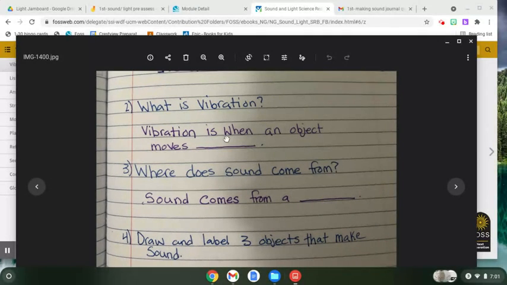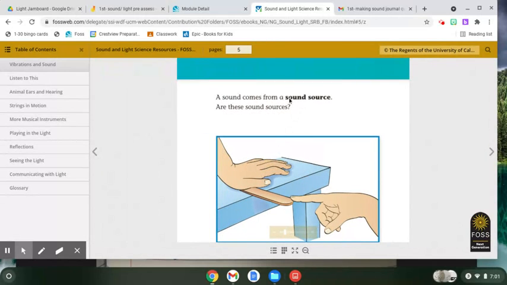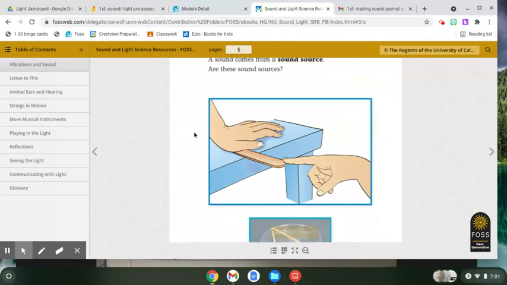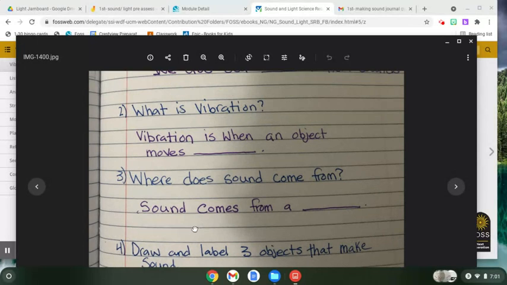Question number 3. Where does sound come from? Sound comes from a sound source, right? Any object that makes sound is a sound source. And then the final part is draw and label 3 objects.